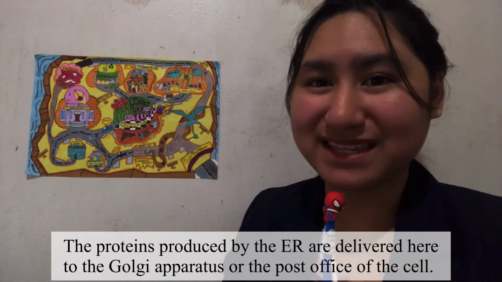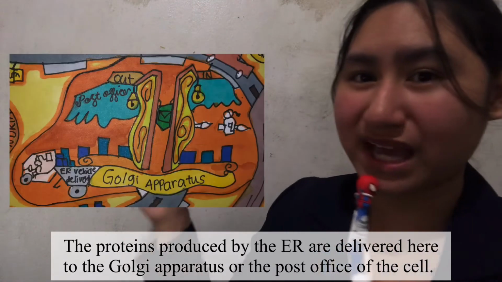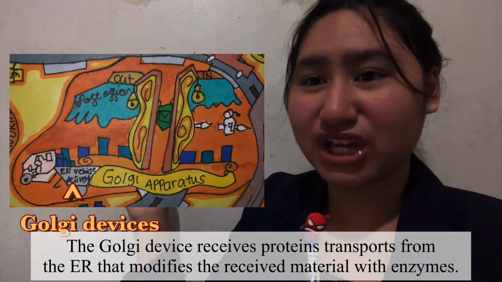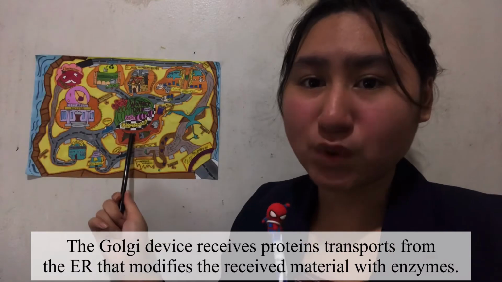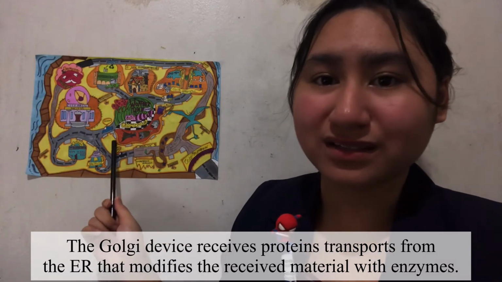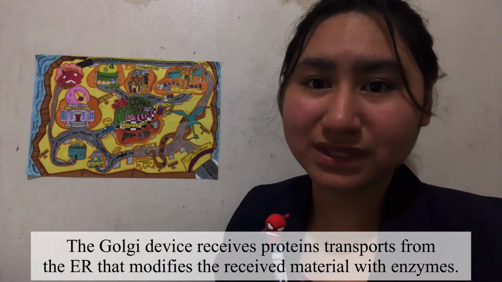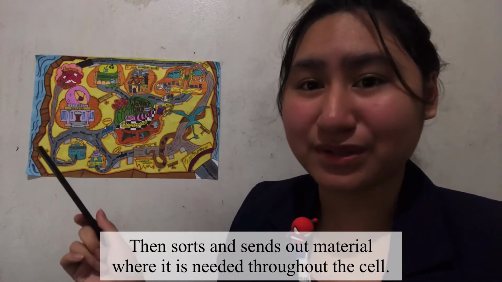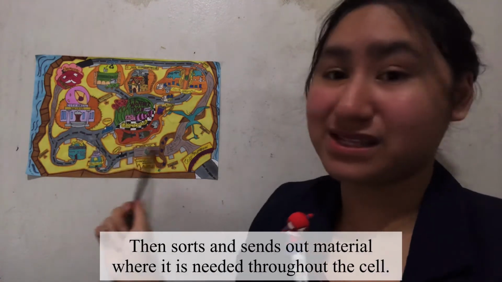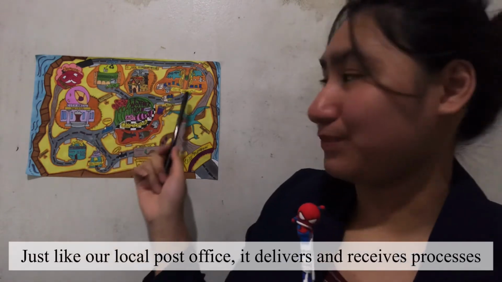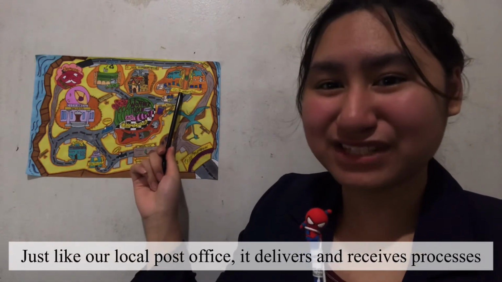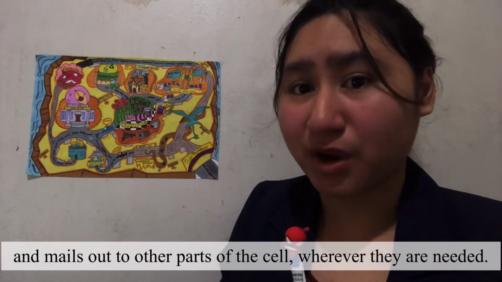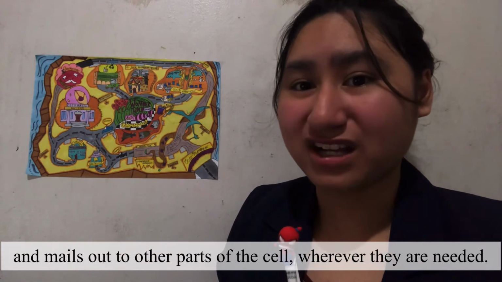The proteins produced by the ER are delivered here to the Golgi apparatus, or the post office of the cell. The Golgi apparatus receives proteins transported from the ER, modifies the received materials with enzymes, then sorts and sends out the material where it is needed throughout the cell. Just like our local post office, it receives, processes, and mails out to the other parts of the cell, wherever they are needed.